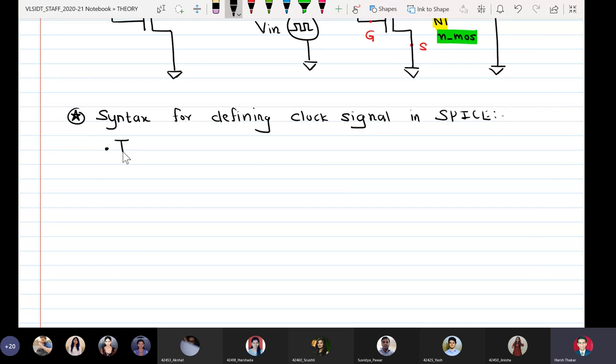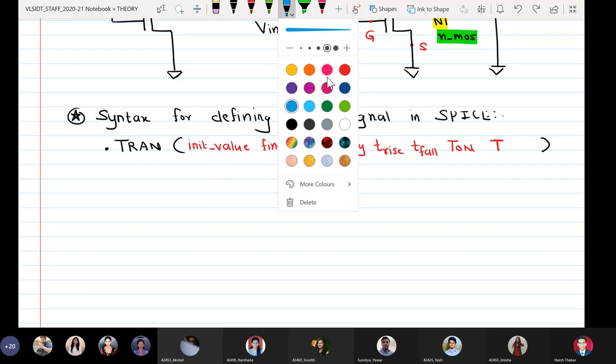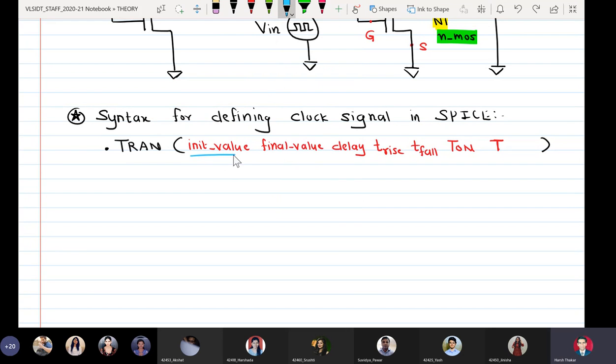Instead of .dc, we use the directive .tran, and see it is having many parameters. Please see carefully. The first parameter is the initial value. There is no comma here. Space, final value, space, there is a delay. Do you want to delay the signal with respect to t equal to 0? Then we have rise time, then fall time, then on time, and then the time period. So how many parameters are there? We have initial value, final value, delay, rise time, fall time, on time, and time period. We have to follow the syntax.